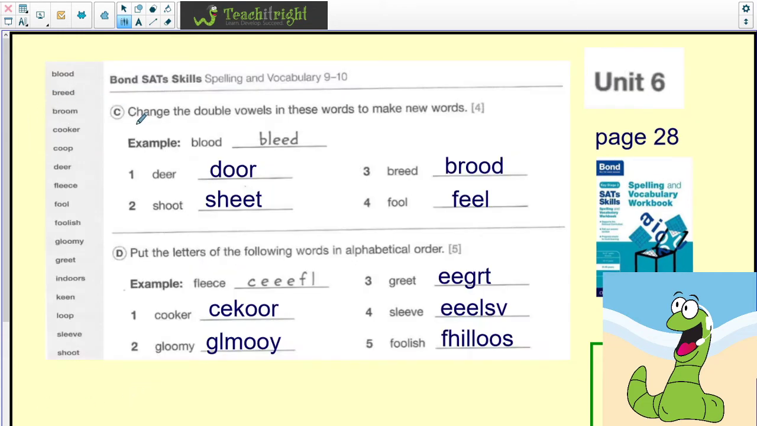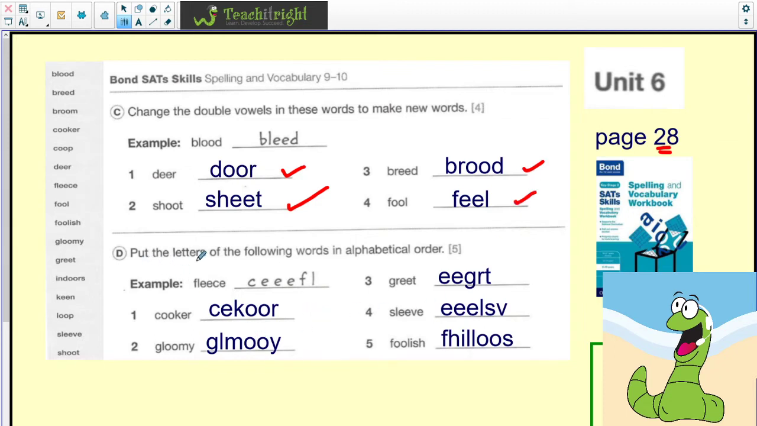So we're now going to have a look at the next section. We now need to go to section C. So you should now be turning over the page, should be on page 28. We've got to change the double vowels in these words to make new words. So we've got dear and door, shoot and sheet, breed and brood, fall and feel.